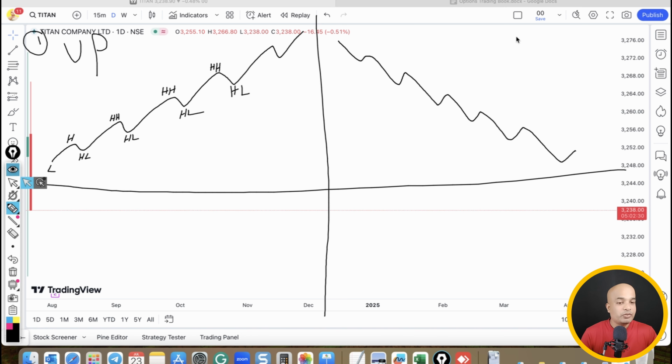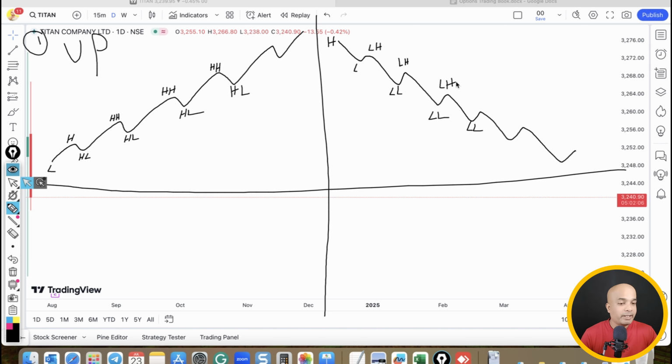So for example, if you consider this as a high and this as a low, compared to this high, this is a lower high, right? Similarly, compared to this low, this is a lower low. Again, this is a lower high and this is a lower low. We can keep on continuing like this.